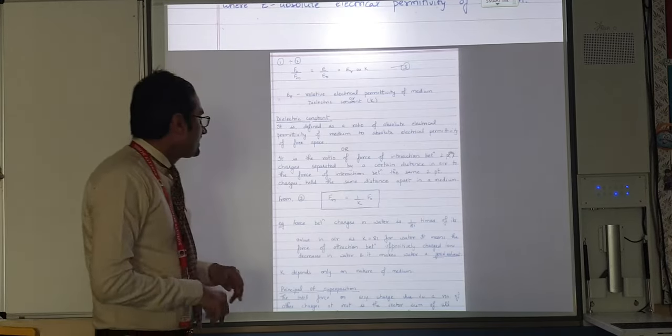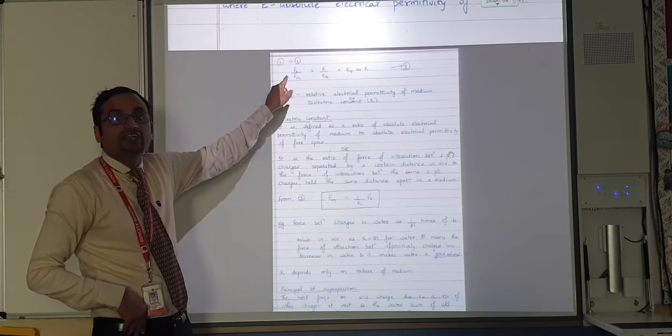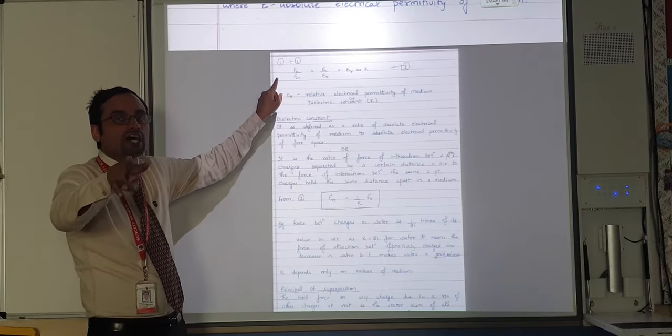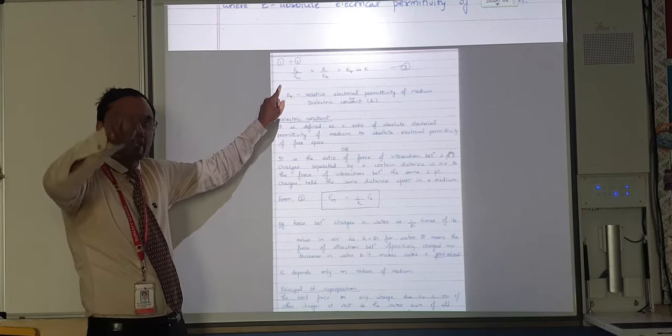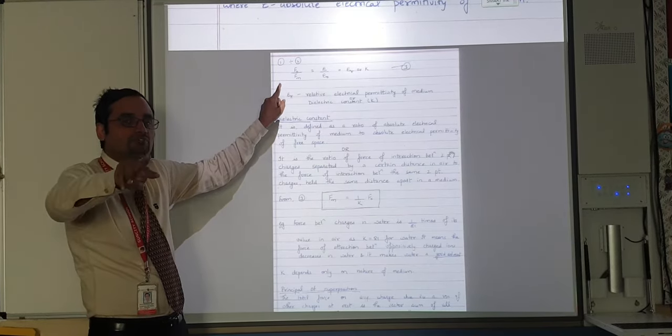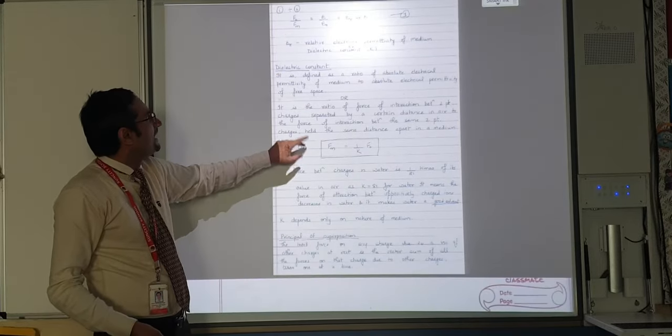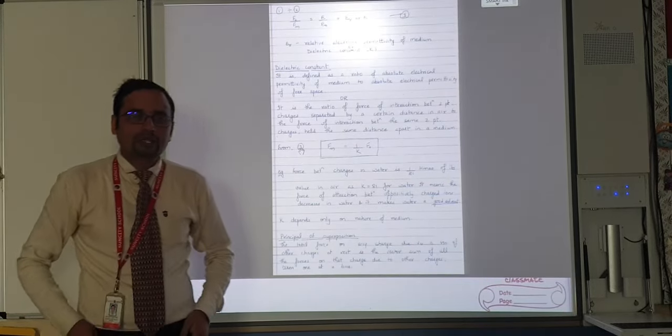The dielectric constant is the ratio of force of interaction between two charged particles in vacuum to the force of interaction between the same charges in a medium. I prefer this, by the way. F0 by Fm is equal to K.